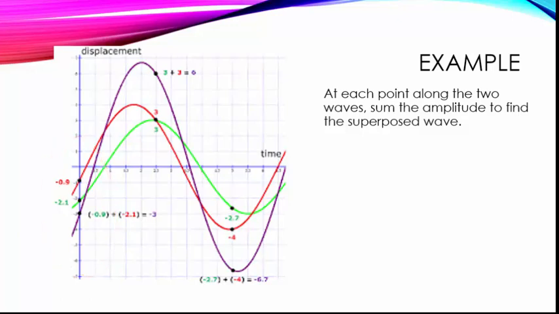The next over, at about almost halfway across, you've got both of them intersecting at a displacement value of 3, so sum it together, you get a 6, and you just go along and do that all along the wave to find the amplitude of the new wave.